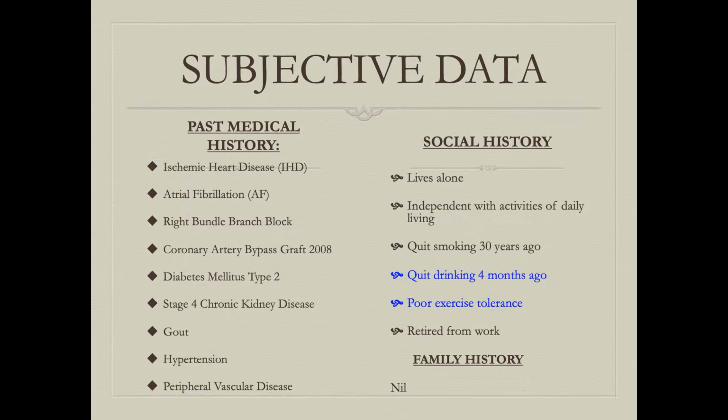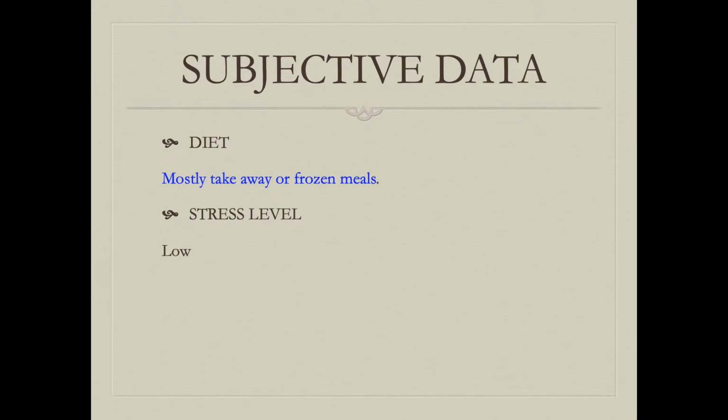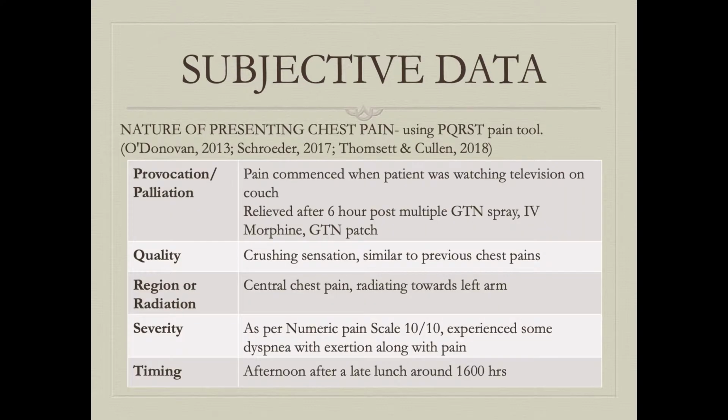He lives alone independently without any services. He's retired, an ex-smoker. He has issues with ethanol abuse. He quit drinking 4 months ago. He has poor exercise tolerance secondary to exertional dyspnea and edema in legs. He states his diet mainly includes frozen and takeaway meals. He states he does not have any kind of social or financial stress.